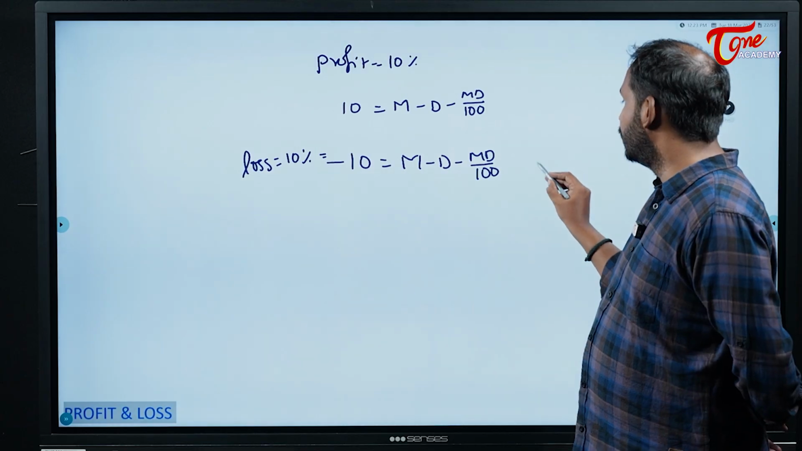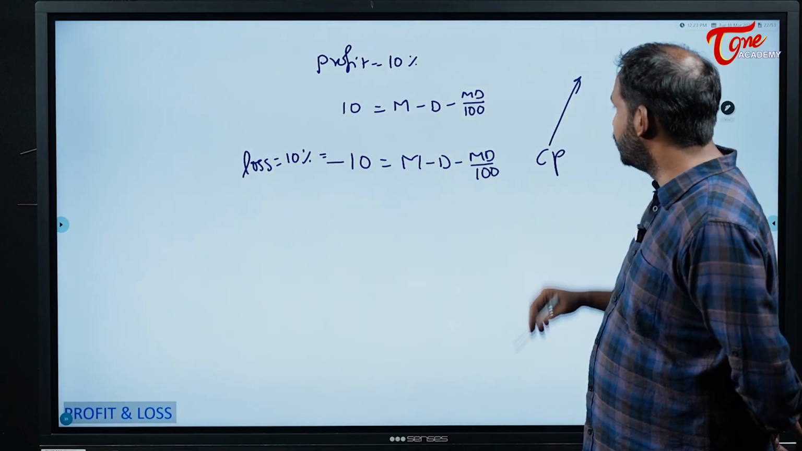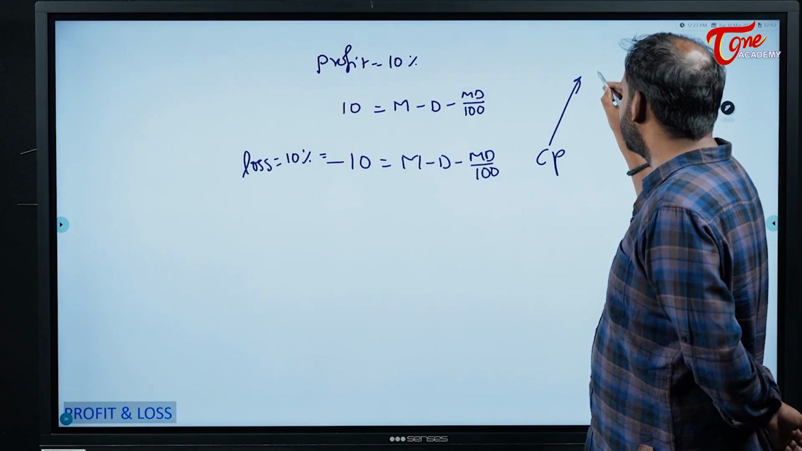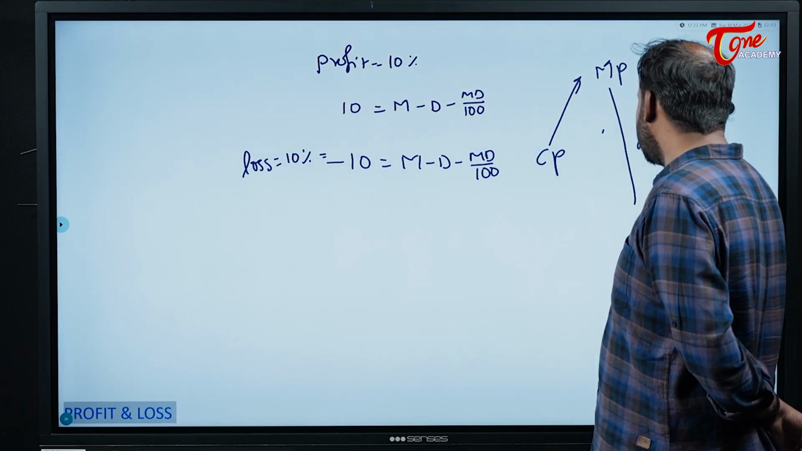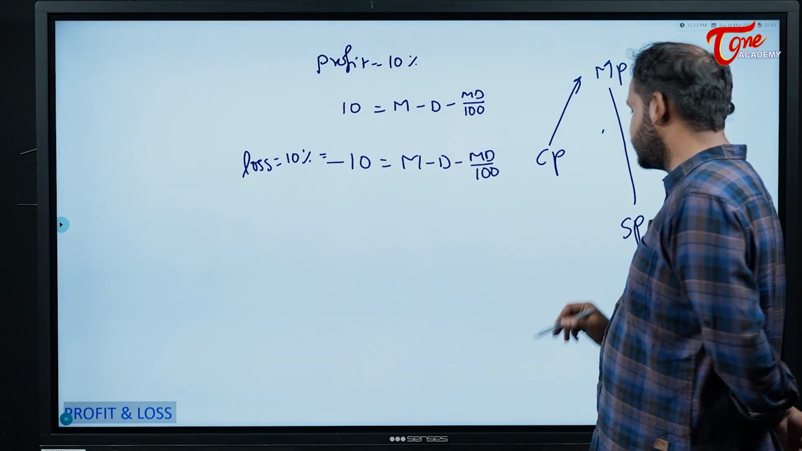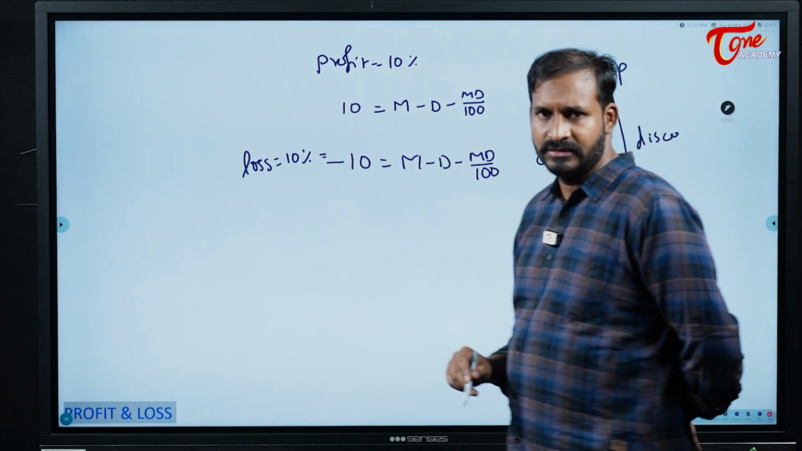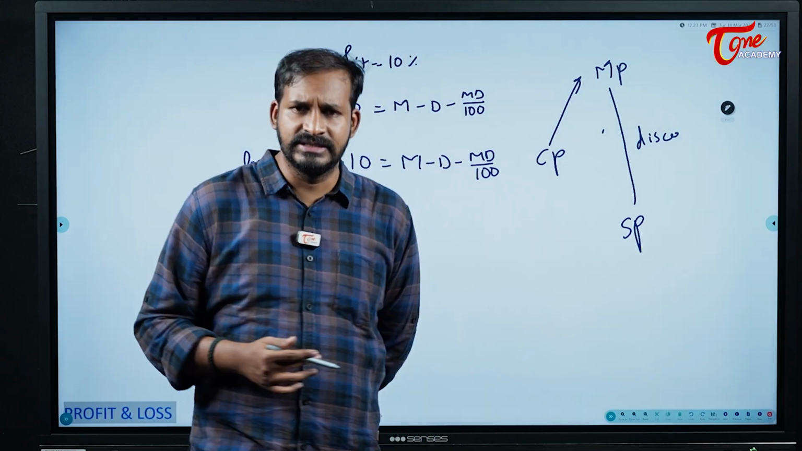I told you, right, there will be a cost price. On this, we will apply the markup percentage and we will write the marked price, and then we will give a discount, and then at last finally we will have the selling price. This is the strategy of any businessman. Generally, this is the strategy.